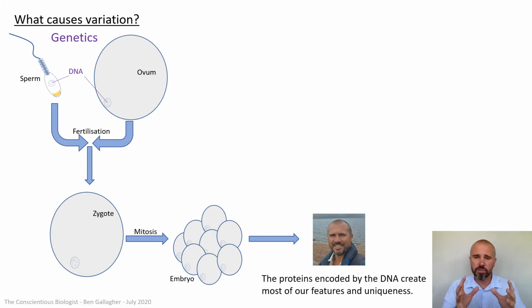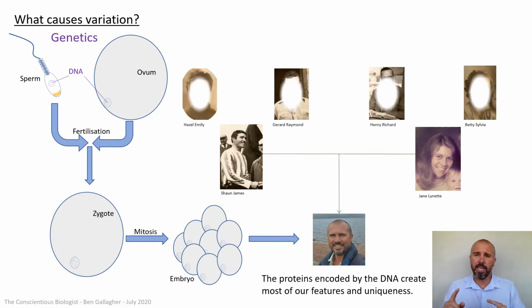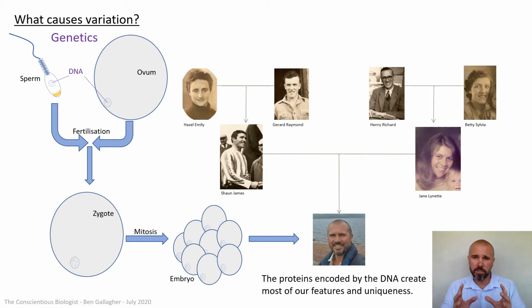Because whilst it's true that I am from my mother and father, and the proteins encoded for in the DNA that they gave me give me most of my features and my uniqueness, it's not just my mum and dad who contributed to that. So here's my mum and dad. I've got old photos of them, but I'm 50-50 of them. Each one of them gave me 50% of their DNA. However, their DNA came from their parents. So these are my 4 grandparents.